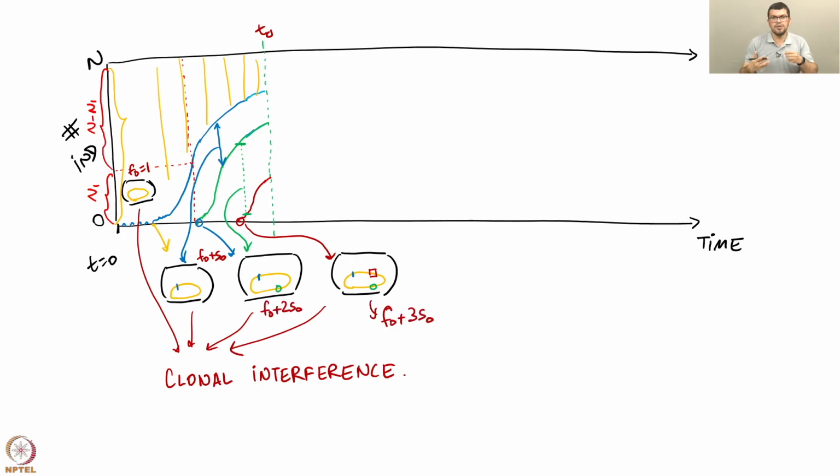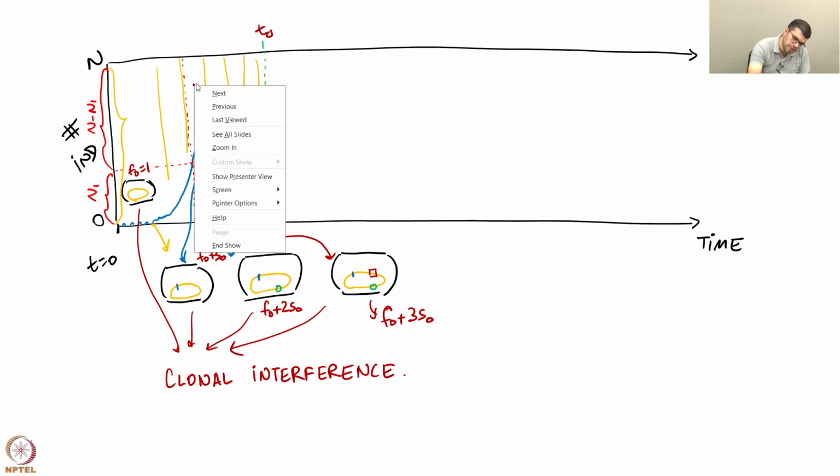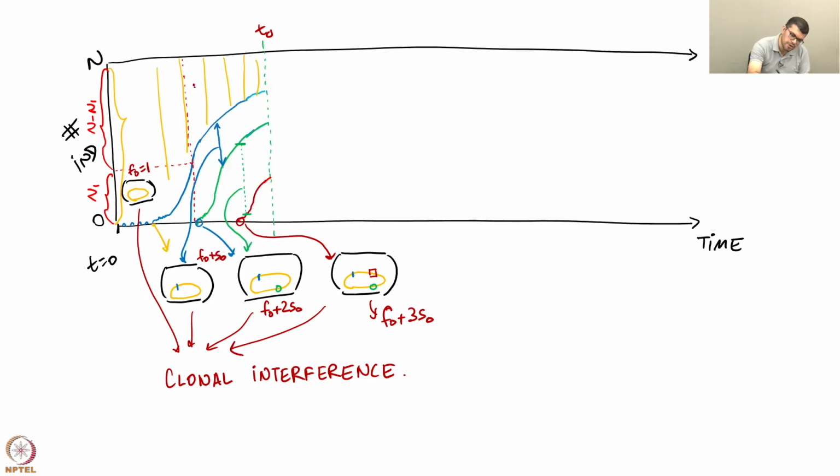Now, while we made this assumption in the previous representation that beneficial mutations will always confer a benefit of S naught only. So, even if there was an individual which picked up a mutation here, its fitness, because it is occurring in a background of fitness F naught equal to 1, its fitness will only be F naught plus S naught. But that assumption that we are making was unreasonable. Beneficial mutations come in a range of benefits that they confer.